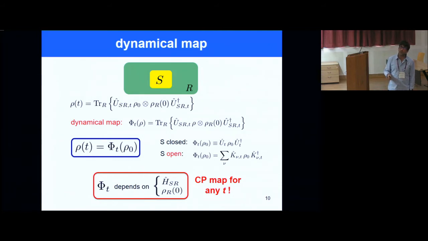Now, if the system is coupled to an environment R and they start in a product state, and the joint evolution is unitary, it can be shown that the dynamical map is a quantum map that is always assured to be completely positive, as one would require. Let me stress that the dynamical map, this important object, depends on what? It depends on the total system-bath Hamiltonian through the time evolution operator, and importantly, the initial state of the reservoir, okay?